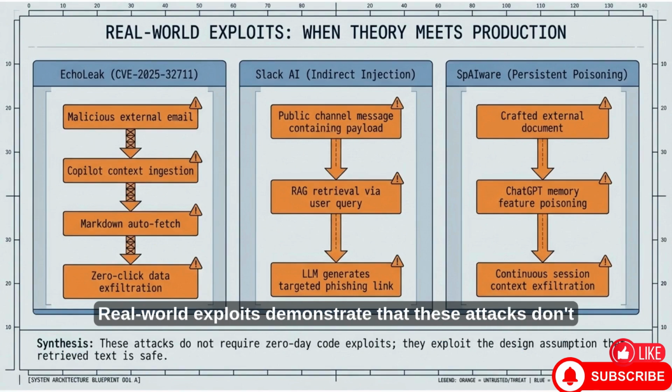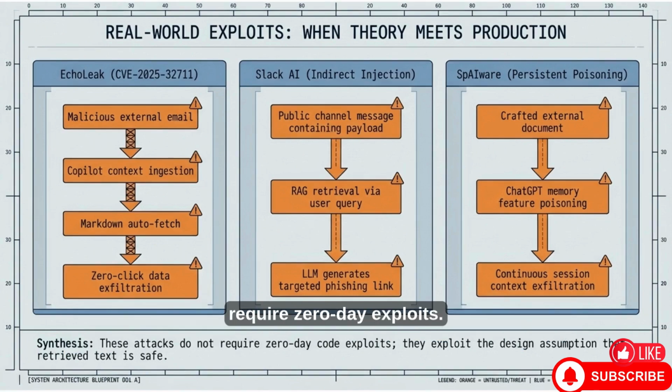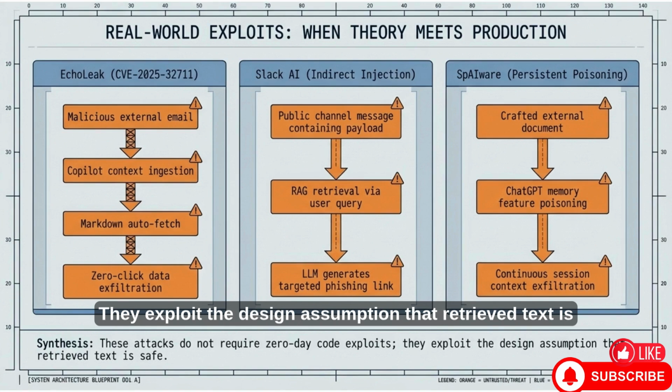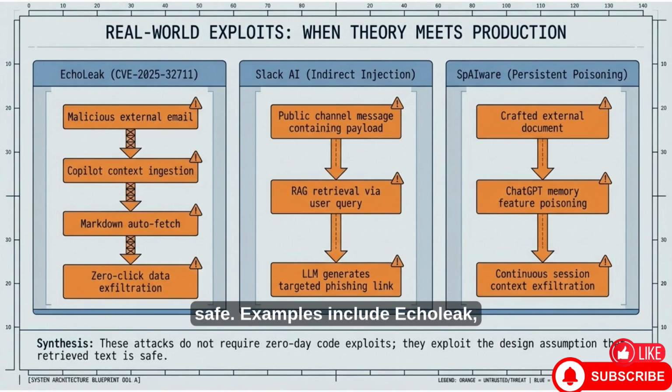Real-world exploits demonstrate that these attacks don't require zero-day exploits. They exploit the design assumption that retrieved text is safe. Examples include EchoLeak, Slack AI indirect injection, and SpAIware persistent poisoning.